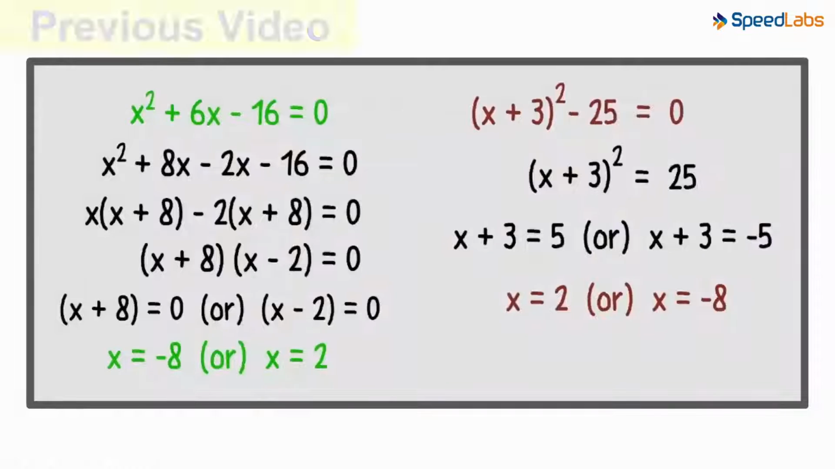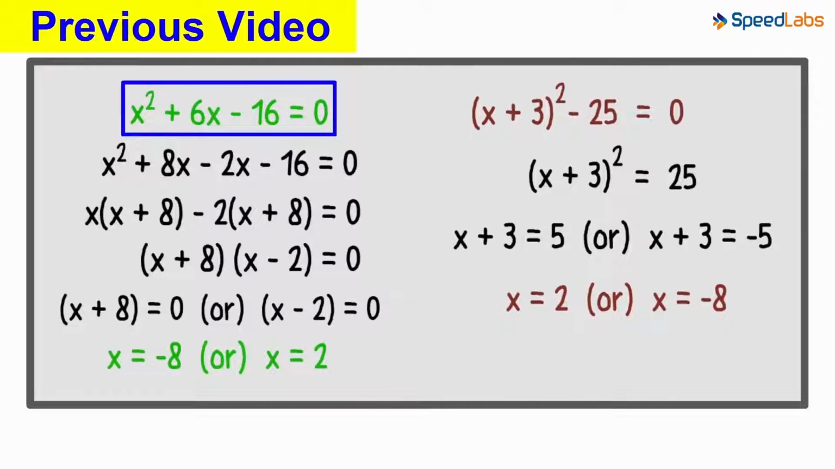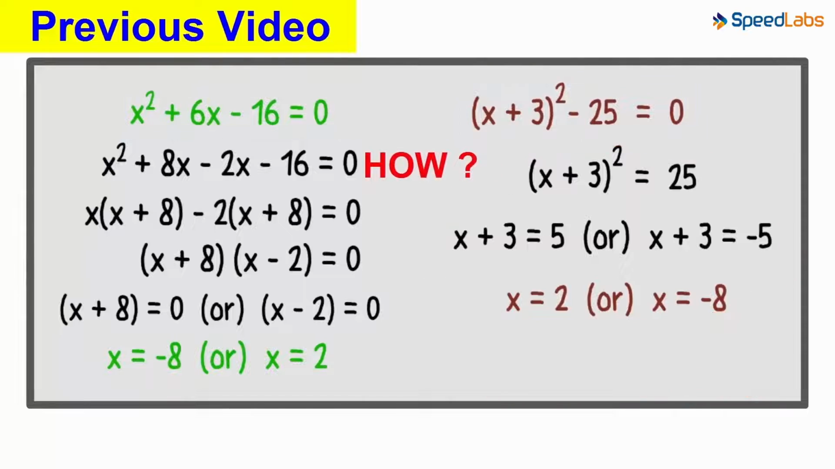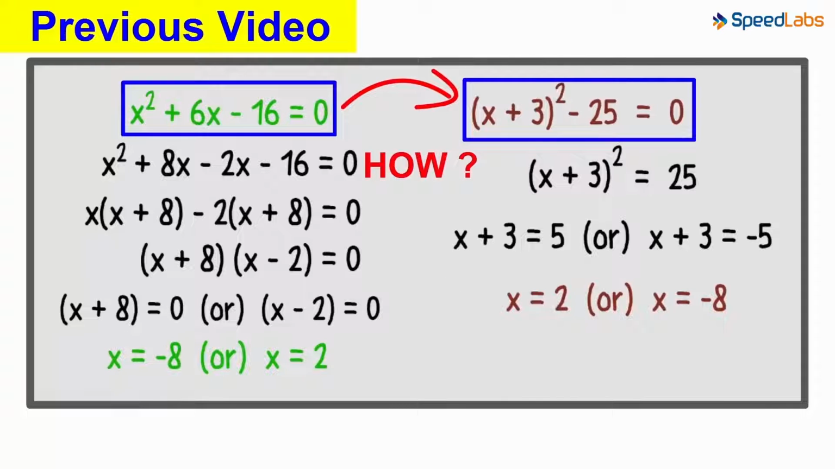In the previous lesson, we saw that writing this kind of a quadratic equation as this one and then solving it is called the completing the square method. But the question is how? How can we write this in this form?